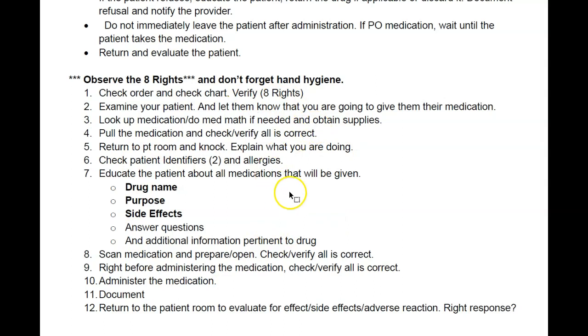Anyhow, so after that, make sure that you're scanning each medication as you're preparing them. So scan them before you open it, scan it, right? Make sure also that that's the right medication that you're opening. Again, check, verify that all the information, all your 8 rights are correct. And right before administering the medication, check and verify everything again. Make sure it's correct. Then administer the medication and then document. Document that you did, because if you didn't document, right, it didn't happen.